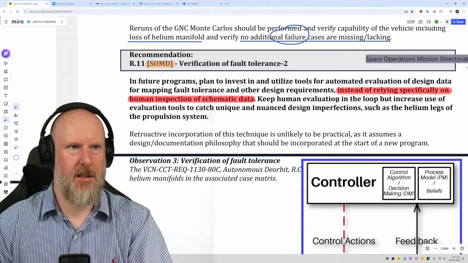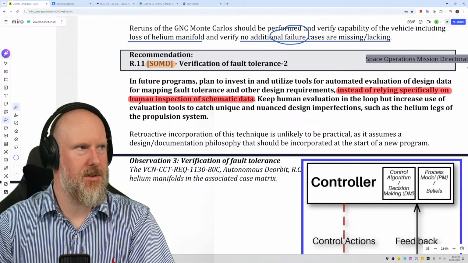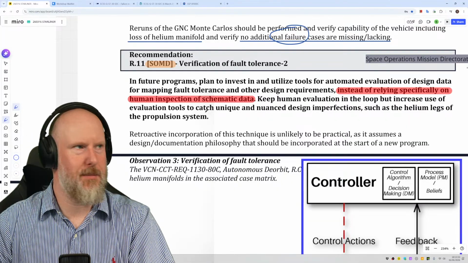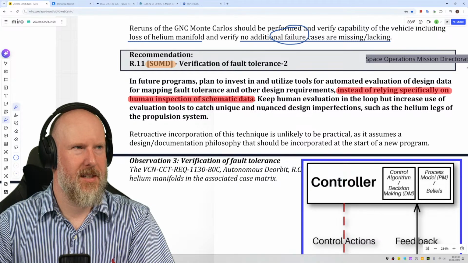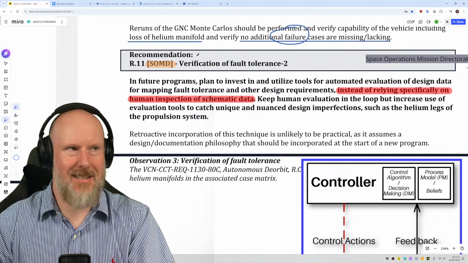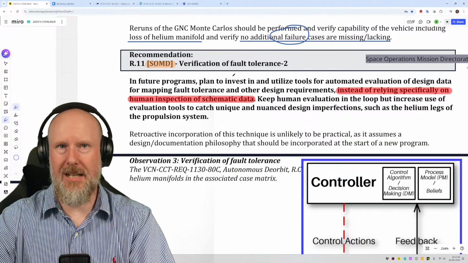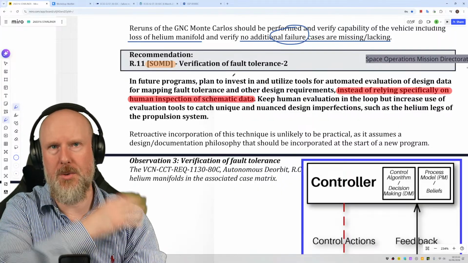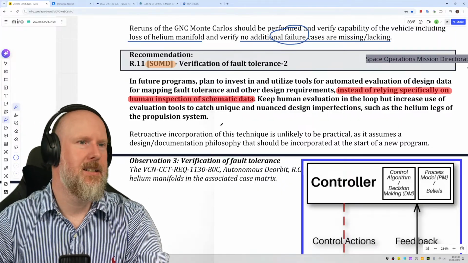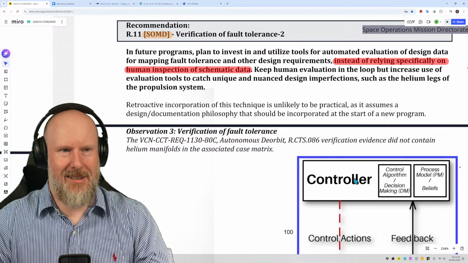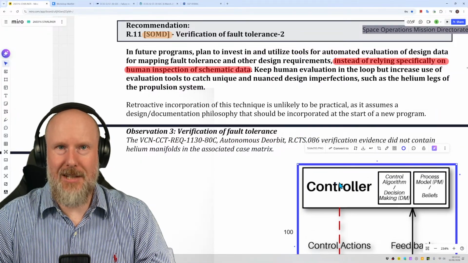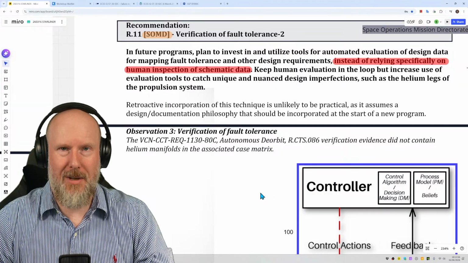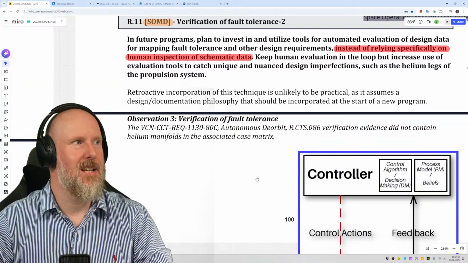Keep human evaluation in the loop, yeah, fantastic, but increase use of evaluation tools to catch unique and nuanced design imperfections, such as helium leaks of the propulsion system. Yeah, but this is not going to solve the problem. If you did an STPA hazard analysis, that would go so much further than just using tools after the fact, honestly. I'm not just saying that because that's what I want to happen. I'm saying it because that's what I believe is necessary. And having done similar in the recent past myself, we found some fantastic things.